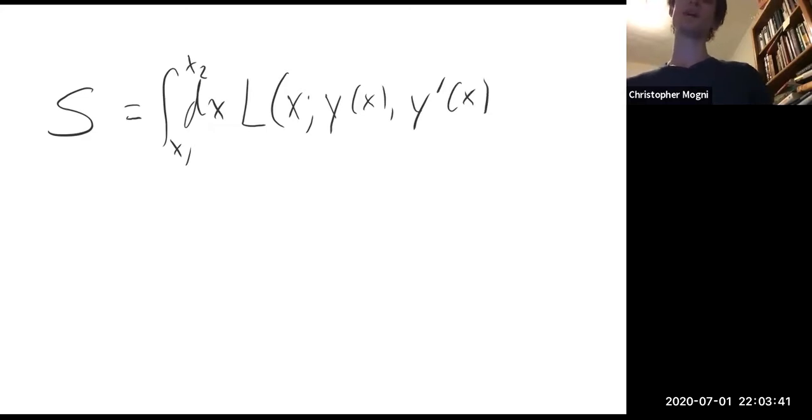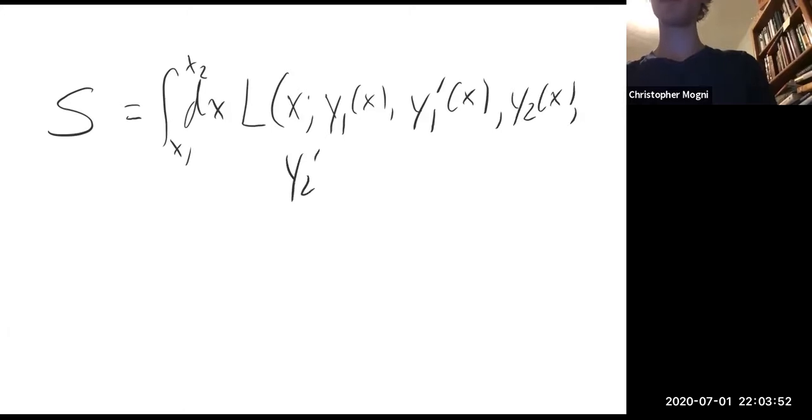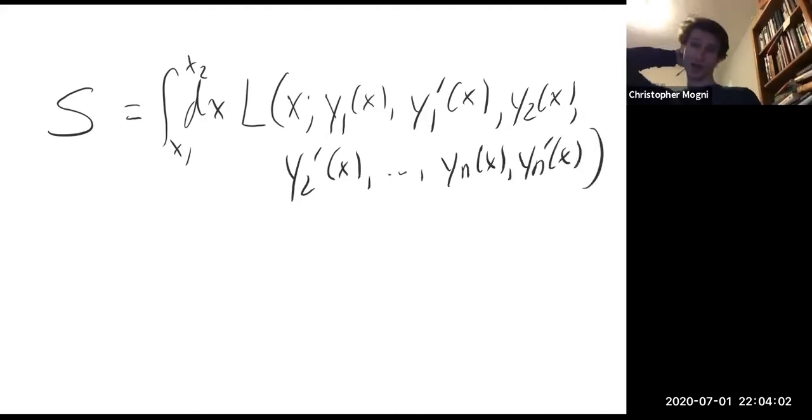And so there's a reason that I'm not closing the parenthesis over here. What if we have multiple y's? So y1, y1 prime, y2, y2 prime, all the way to yn, yn prime, right? So what I'm saying here is, what if L depends on multiple functions that we need to plug in, and we want to extremize S? We want to figure out when is it that S is at a minimum, maximum, or saddle point.